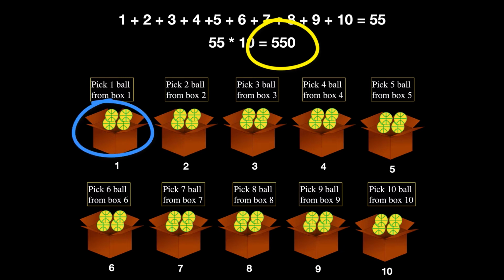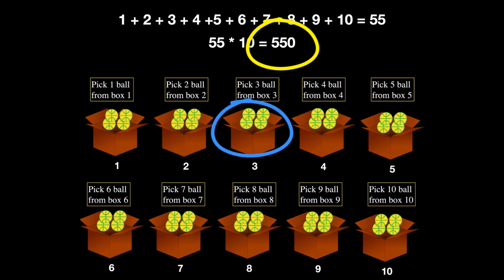If box 1 has defective balls, then the total weight should be 1 gram less than expected, because only one ball weighs 9 grams. If box 2 has defective balls, then the total weight should be 2 grams less than expected, because 2 balls weigh 9 grams. Similarly, if box 3 has defective balls, then the total weight should be 3 grams less than expected, because 3 balls weigh 9 grams.